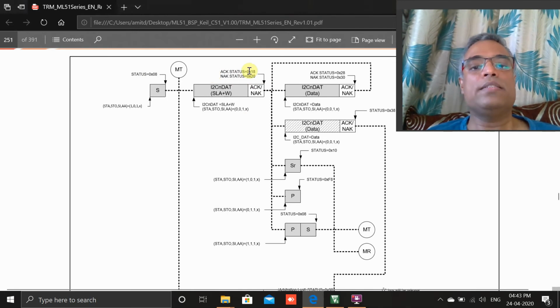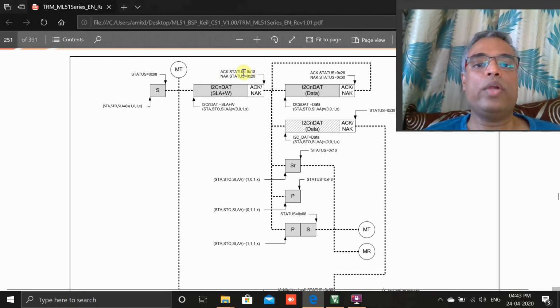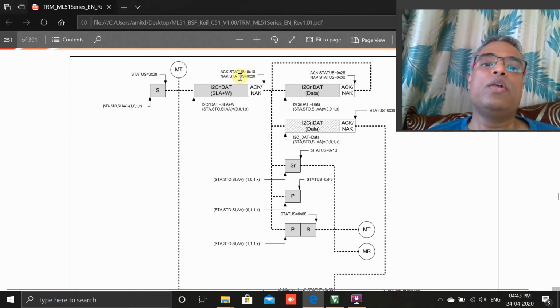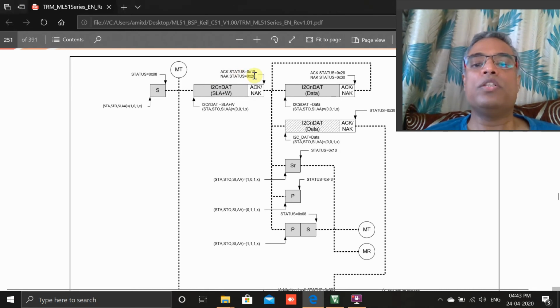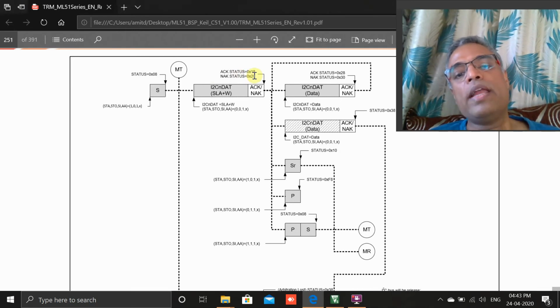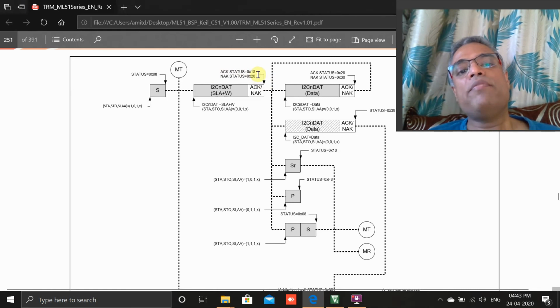There can be two reactions, either 18H or 20H. So 18H means the slave acknowledged, 20H means the slave did not acknowledge. Okay, now proceeding further. Once I have this, the address is put. Now what I can do is I can just write data to the slave.